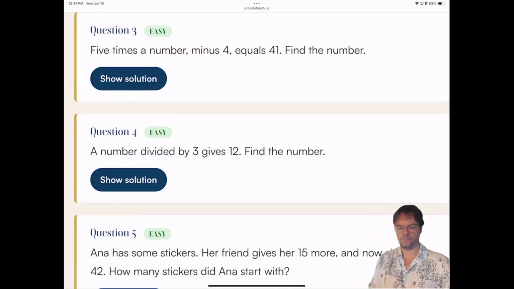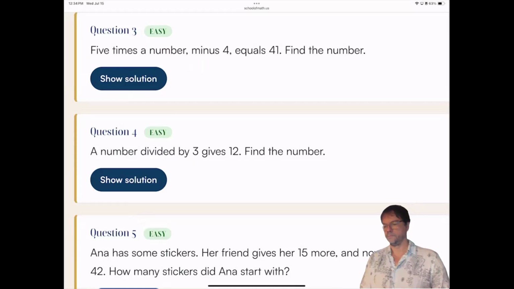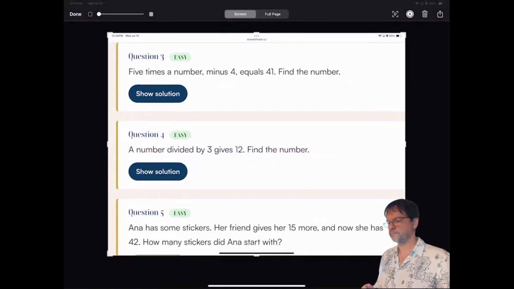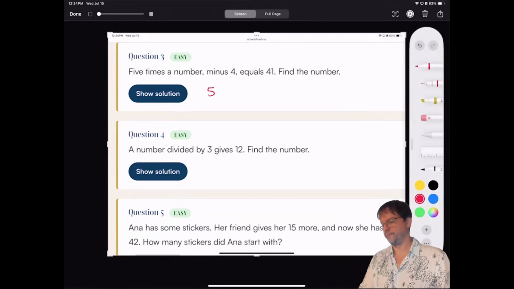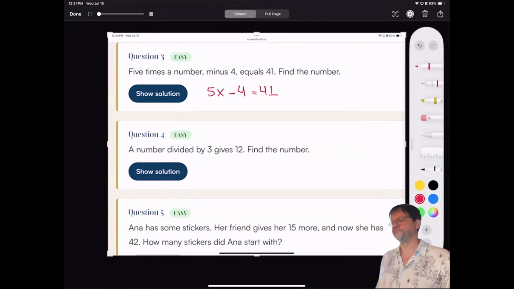9 times 5 equals 45, minus 4 would be 41. Let's do it together. 5 times a number minus 4 is equal to 41.